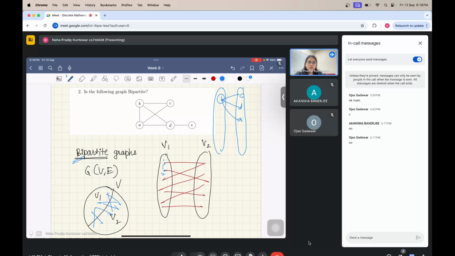Now you try to draw the edges on C. So C has an edge with A, which is clearly not possible. So that immediately tells you that the graph is not bipartite.